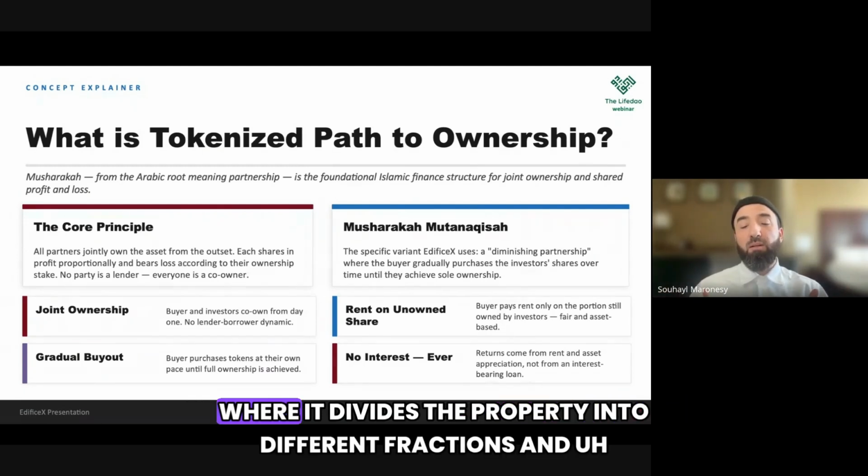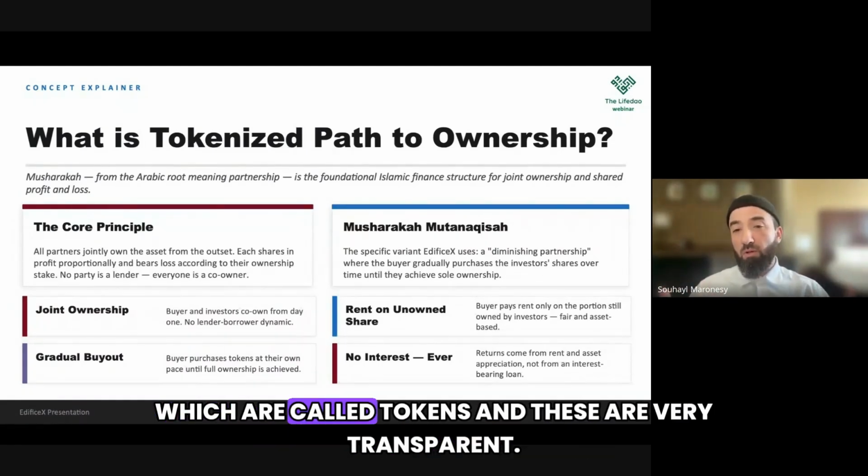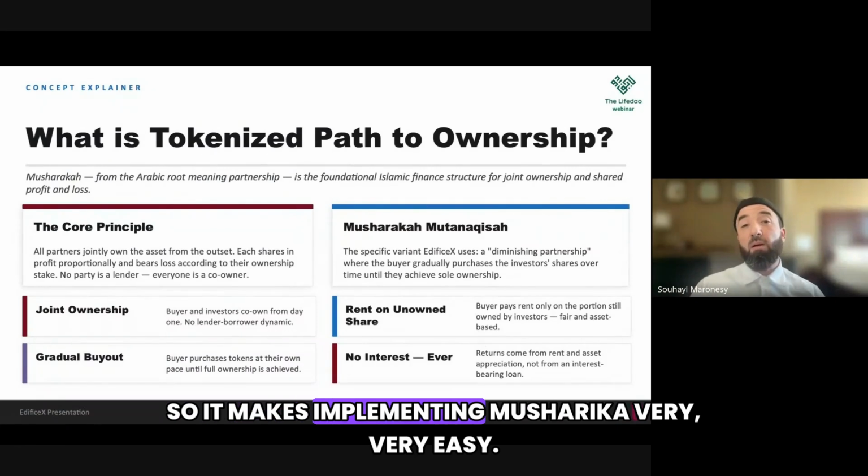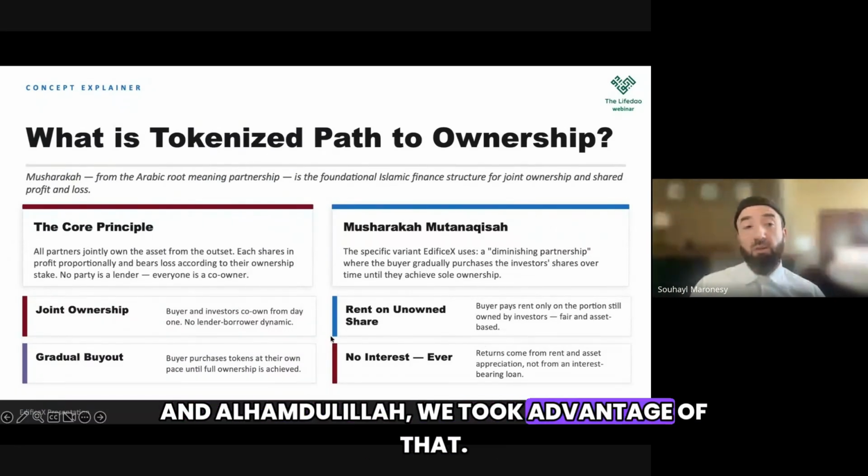However, with tokenization, it's laying down the foundation for you to be able to implement Musharaka, right? It divides the property into different fractions, which are called tokens, and these are very transparent. Everything is on smart contracts. Everything is done automatically. So it makes implementing Musharaka very, very easy. And alhamdulillah, we took advantage of that.